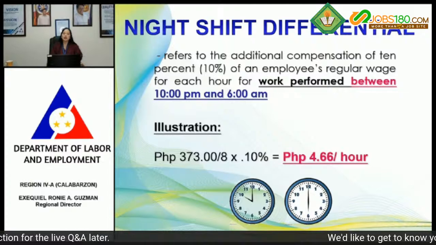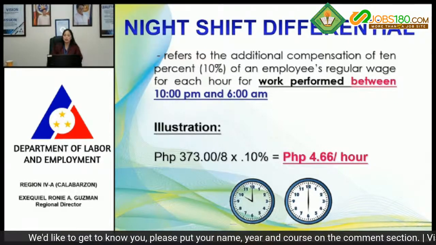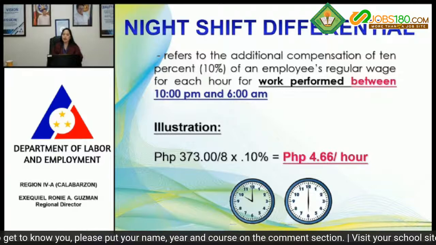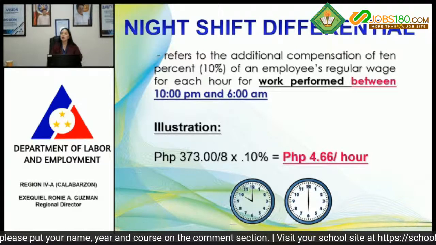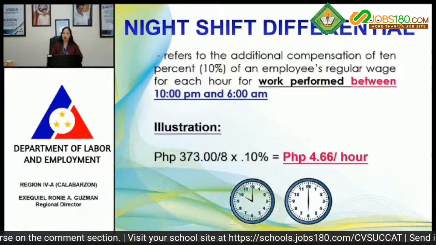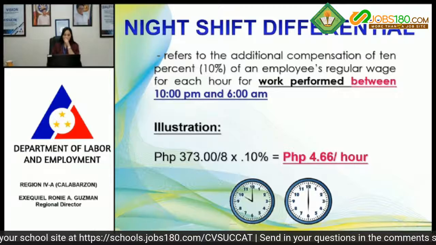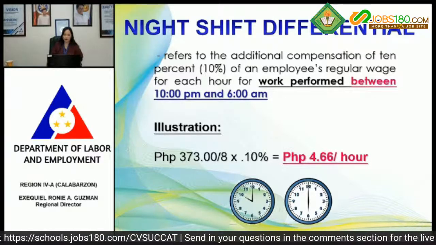So, that's 373 divided by 8 times 10%, you will get 4 pesos and 66 cents per hour multiplied by the number of hours na nag-duty ka. So, kung 8 hours ka nag-duty, you will get almost 35 pesos.